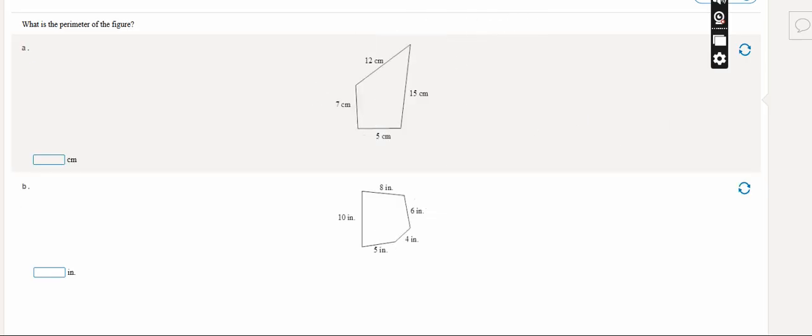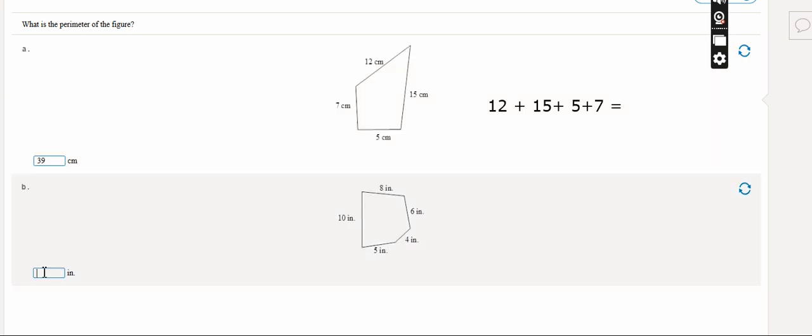The same thing we will do in here. We'll add all of them. Let's just write it like this. 12 plus 15 plus 5 plus 7. So you're going to add all of these. What do you get? You get 39 for the first one. And for the second one, you're going to follow the same process. You're going to add all of the sides and you'll get 33. So you add 8, 10 plus 8 plus 6 plus 4 plus 5.